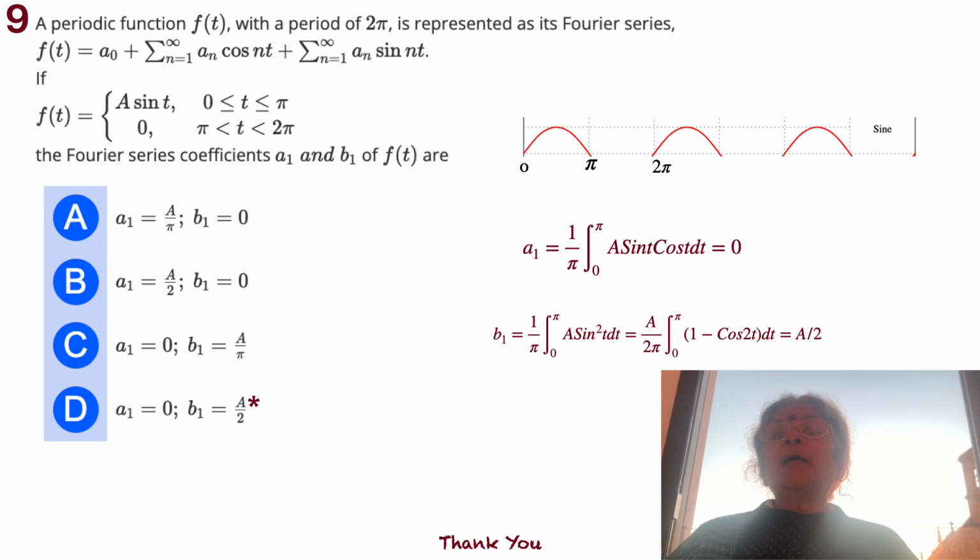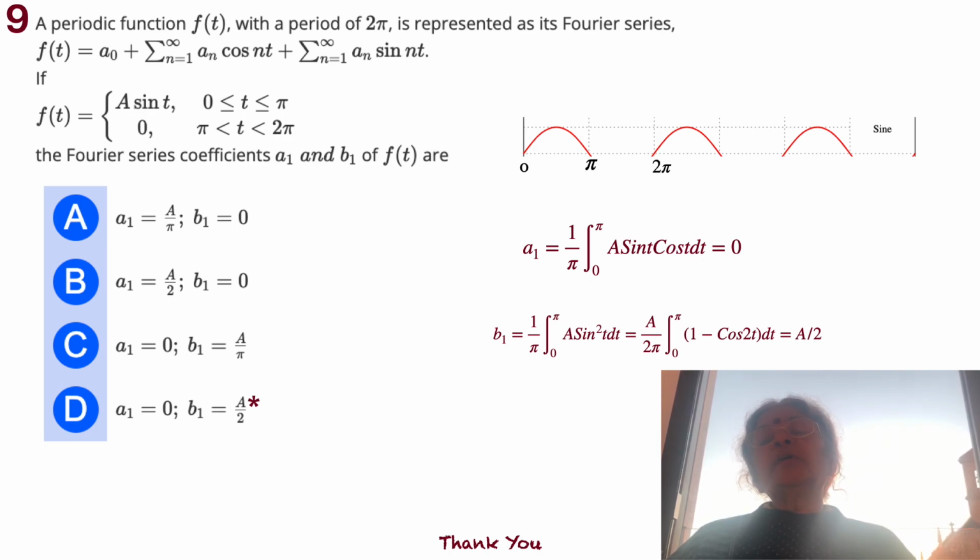On the other hand, for b1, we have 1 by pi, integral 0 to pi as before, and then A sin t multiplied by sin t again, because it is sin 1t. In the subsequent components it will be sin 2t, etc. Because we are asked b1 only, it's sin t multiplied by sin t, so sin squared t. Now sin squared t has a good representation, 1 minus cos 2t by 2. So 2 is taken out, A is taken out, pi is taken out, and we have 1 minus cos 2t to integrate.